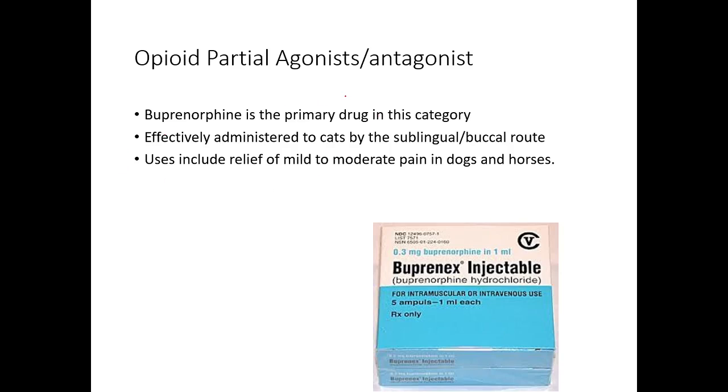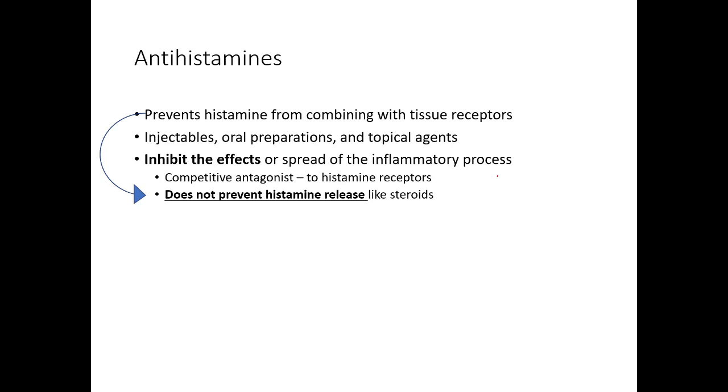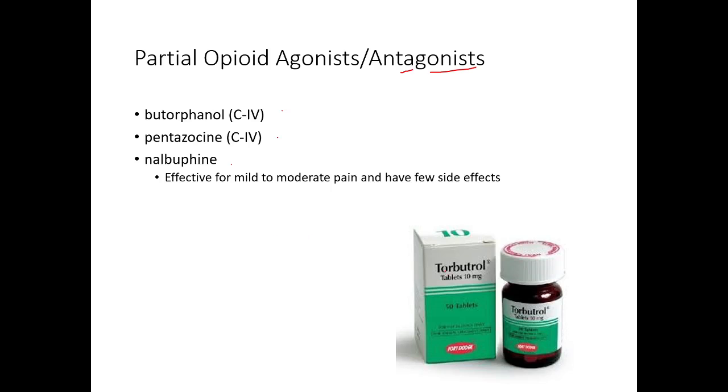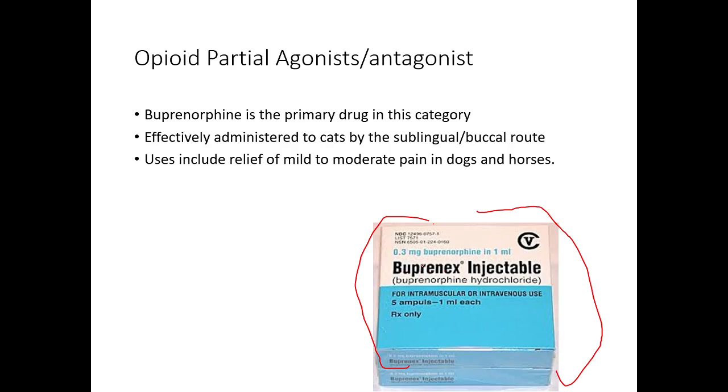Buprenorphine is a partial agonist-antagonist as well. It is the primary drug in this category. It's more effective as a pain relief, especially for cats, given sublingually or buccal. We don't want them to swallow it. It also has some use for mild to moderate pain in dogs and horses. We'll often use this as a part of the pre-med, either butorphanol or buprenorphine or one of the morphine derivatives. It provides pain relief as well as sedation.